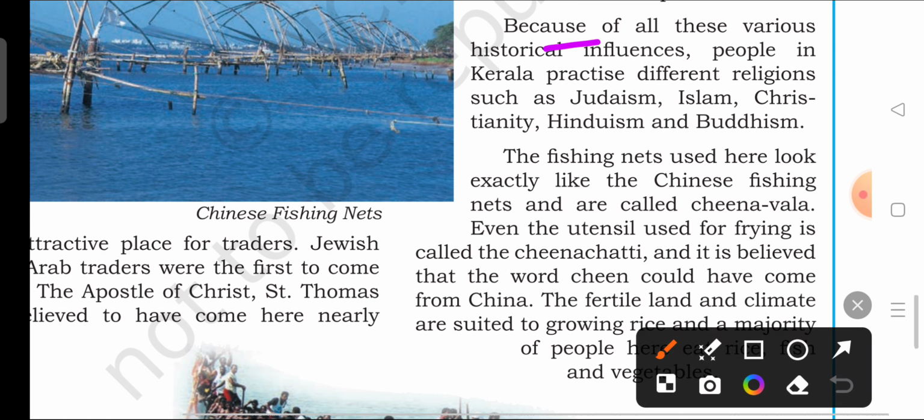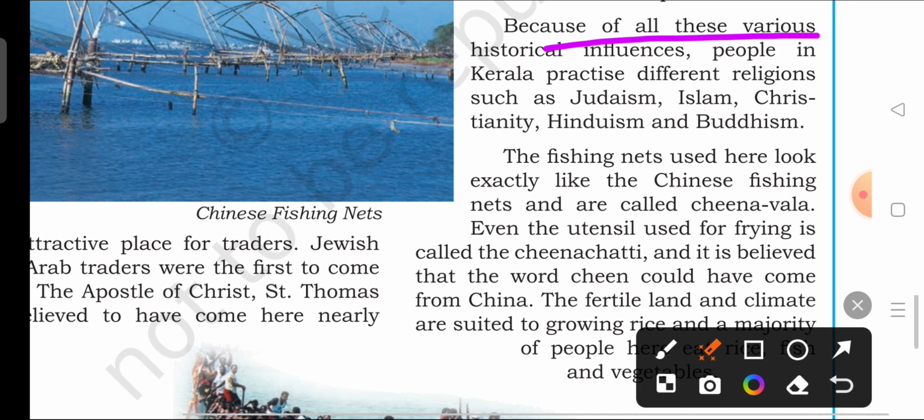Okay, because of all these various historical influences, people in Kerala practice different religions such as Judaism, Islam, Christianity, Hinduism and Buddhism. So different types of religions are being followed here because of influence from Arab countries and from the Jews, who were traders and came here. They also preached their culture over here and people started adopting it. Christianity was also the result of that, and Buddhism too, which makes Kerala a very diverse state now.